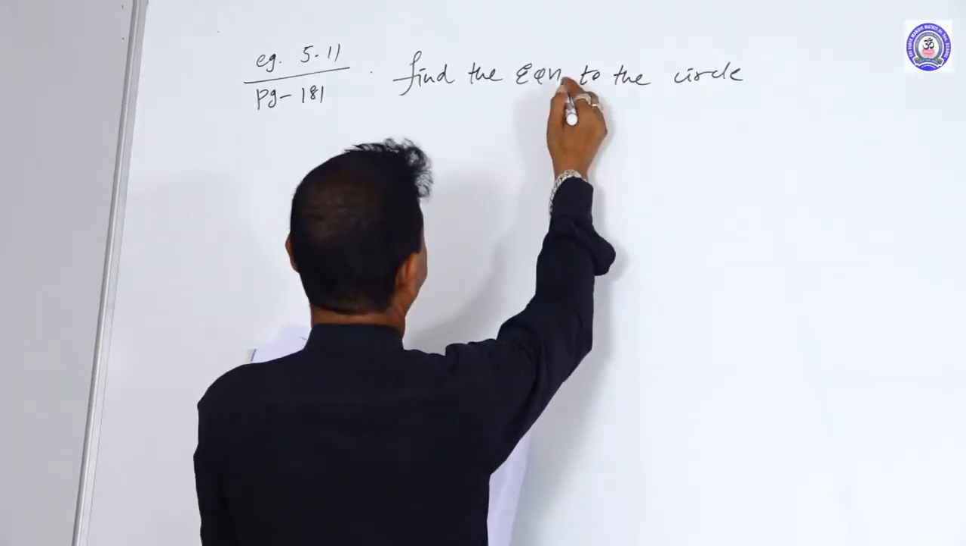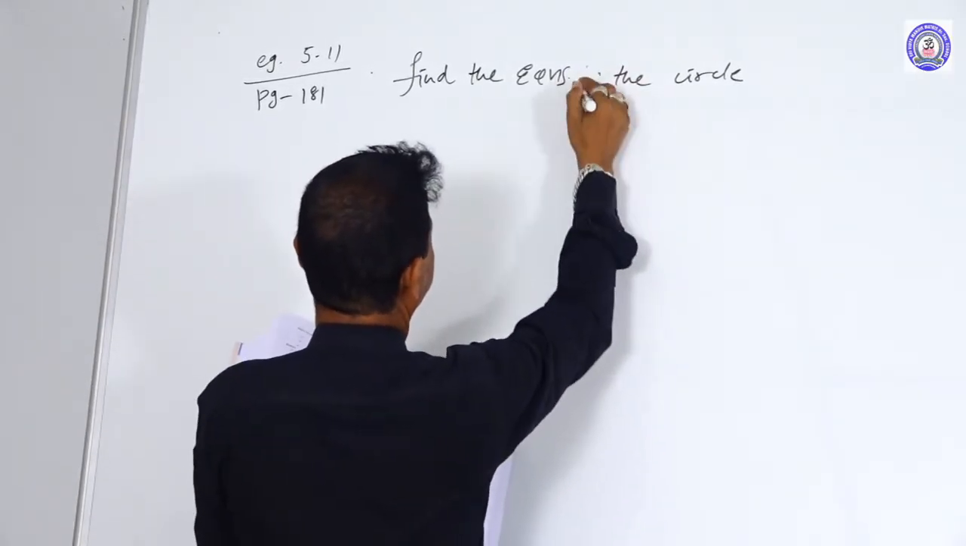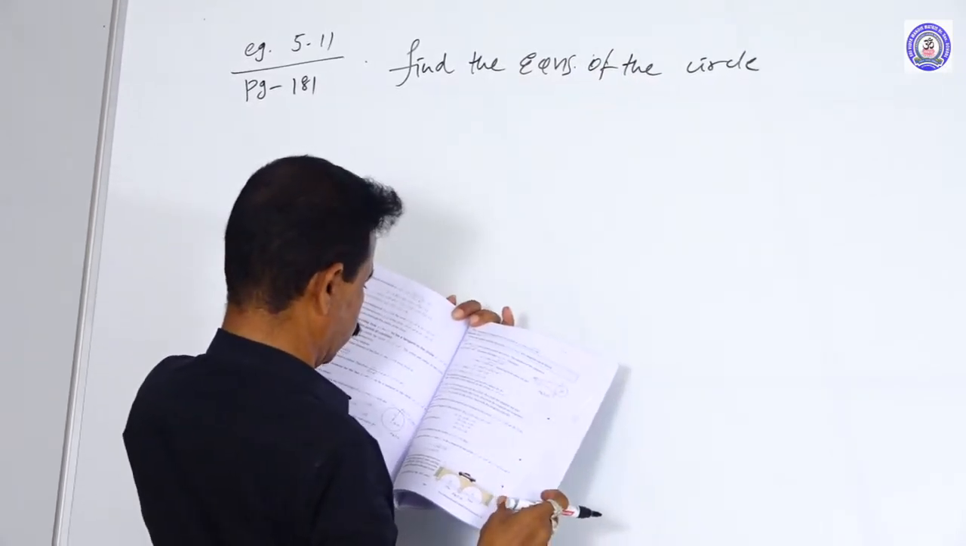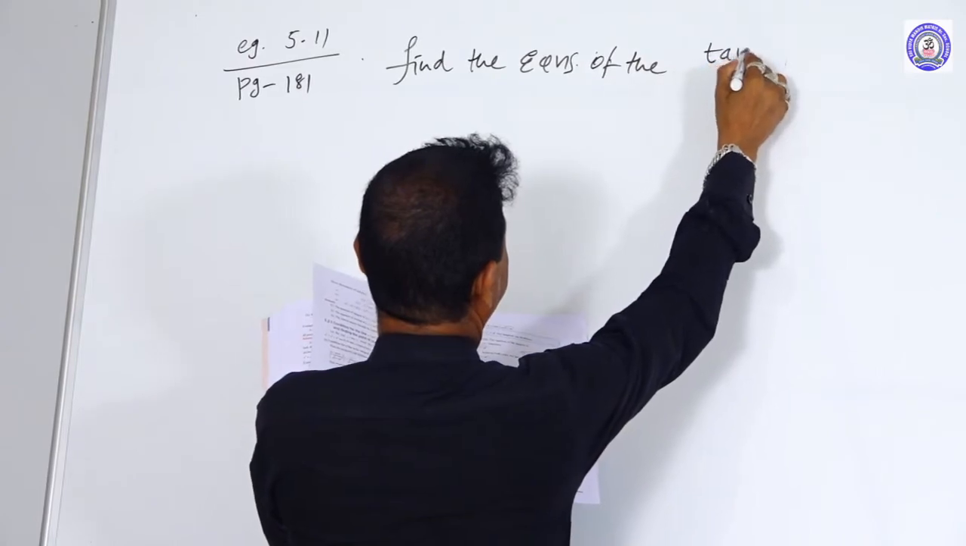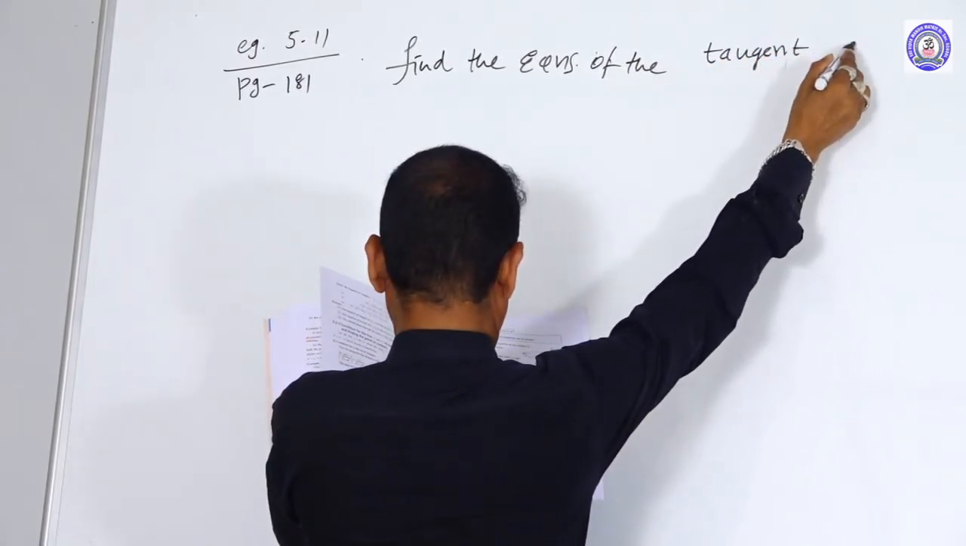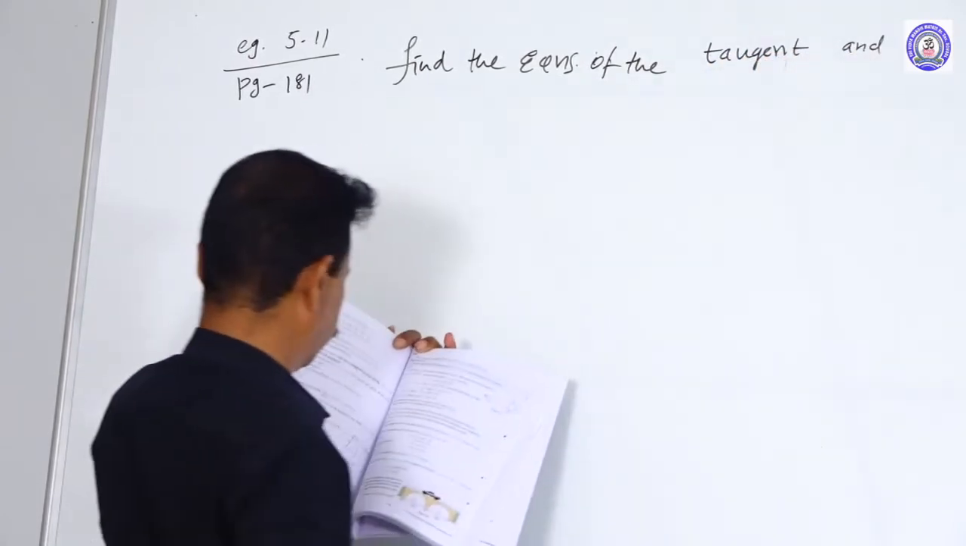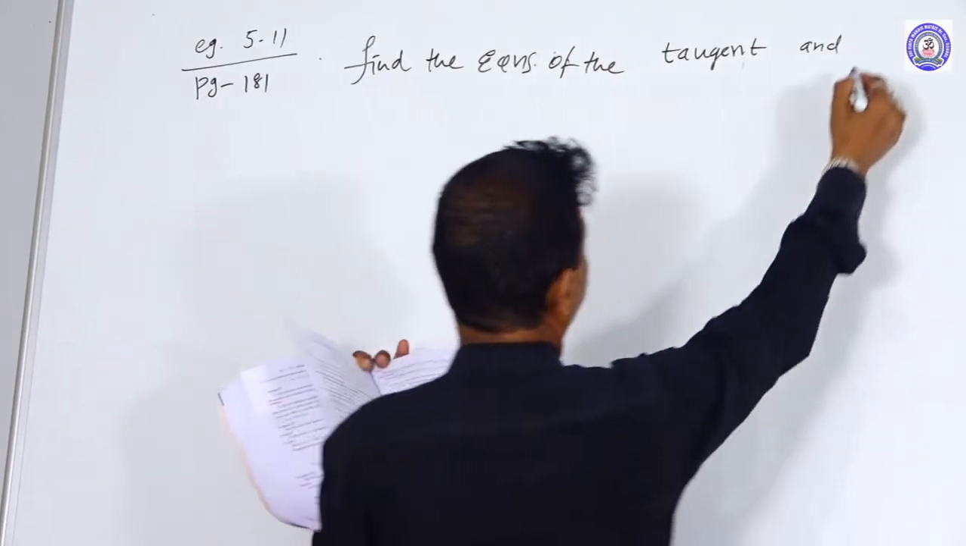Equations of the tangent and normal to the circle.